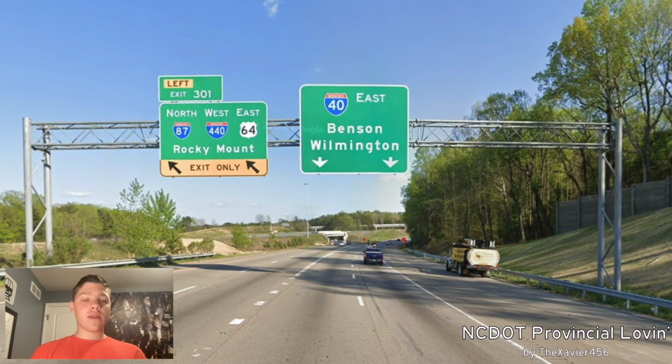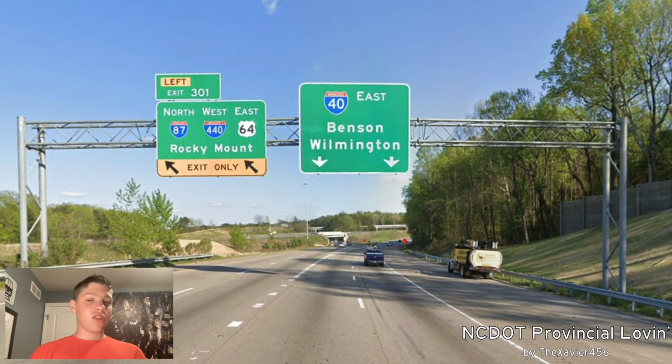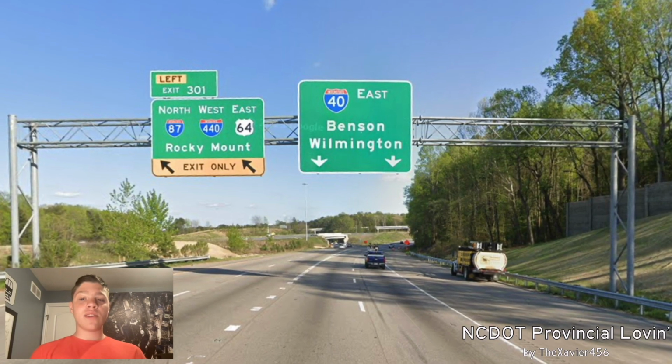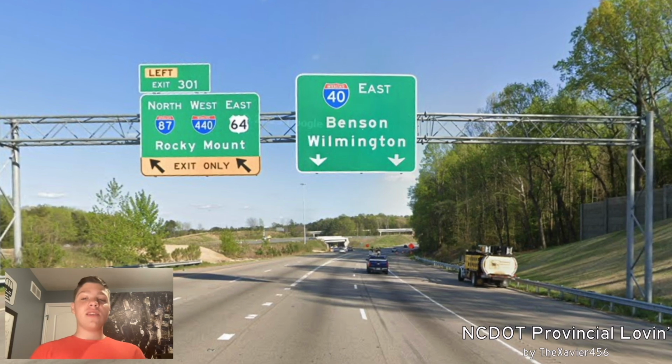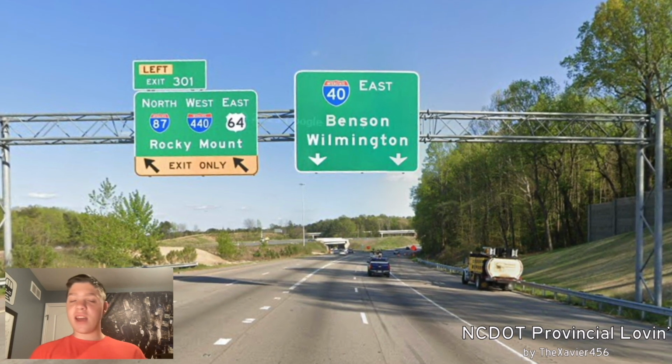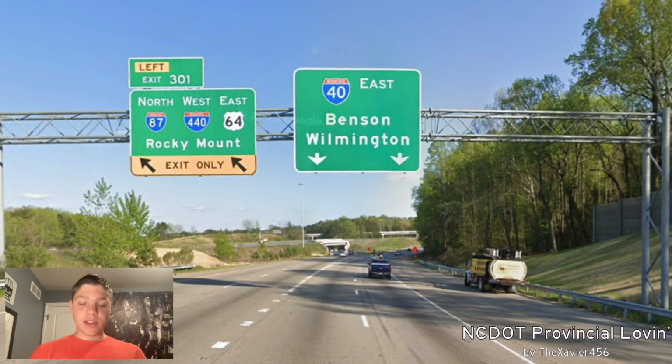And here is where we finally split from I-40 as we go on to North 87, West 440, and East 64 for Rocky Mount. And East 40 is getting pulled through for Benson and Wilmington. Thank you for putting Wilmington on there again.